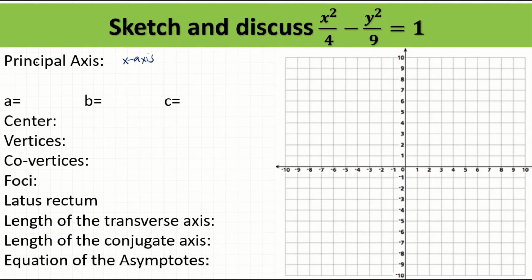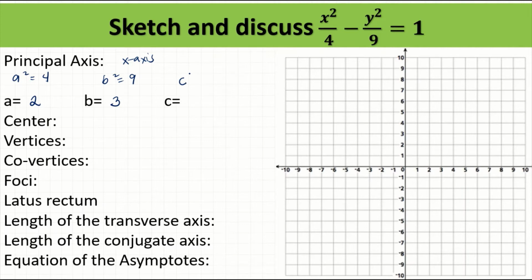Okay, and then let us identify the values of a, b, and c. Below x squared is the value of a squared. So, therefore, a squared is equal to 4. If a squared equals 4, then a is 2. And then the remaining denominator, b squared is equal to 9, so b is 3.